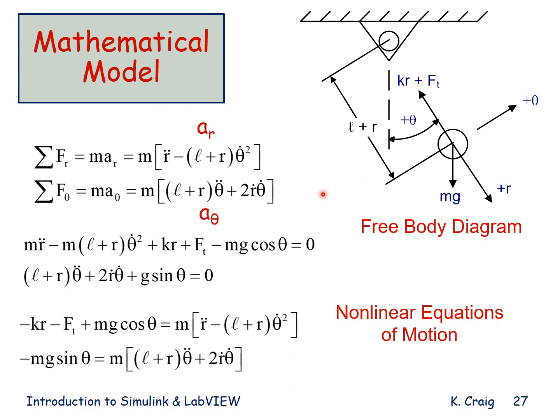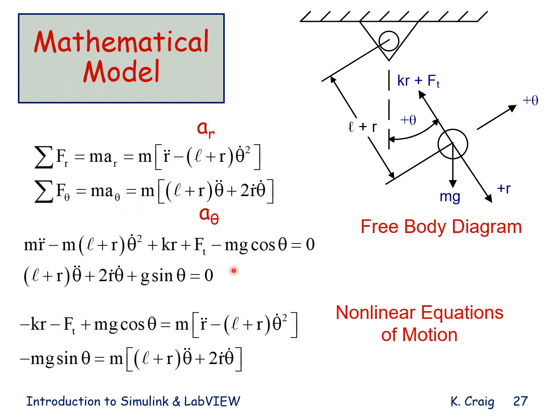So if I put all this together, I get these two equations of motion, which are nonlinear. Why? Because we have the squares, square of theta dot. We have the product of derivatives. We have a dependent variable times the square of theta dot. We have a cosine. We have a sine. These are all nonlinear terms.